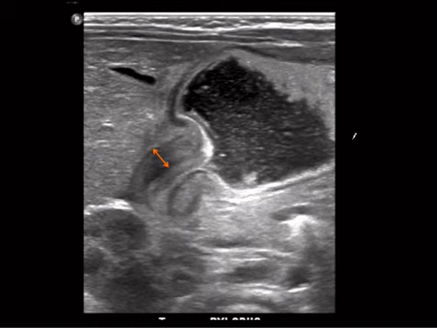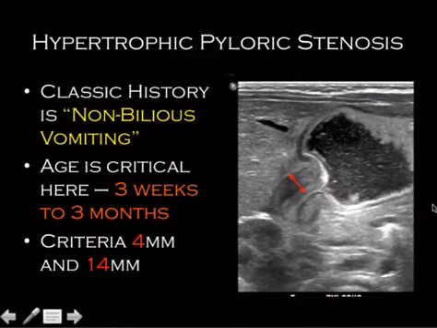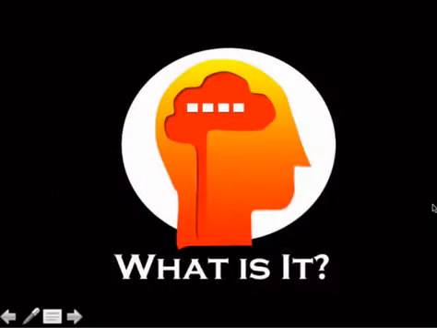Lastly, the last thing that can be asked is how thick is too thick and how long is too long. The way that I remember it is 4 and 14. 4 for thickness, 14 for length. And in practical terms, it's on a spectrum where if you have a 3-week-old, 3 might be too thick. And if you have a 3-month-old, 4 might be normal. But for the purpose of multiple choice, 4 and 14 is the way to remember it. So non-bilious vomiting, 3 weeks to 3 months, 4 and 14.